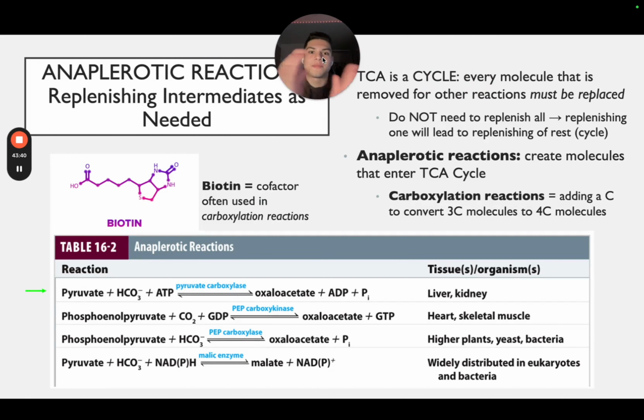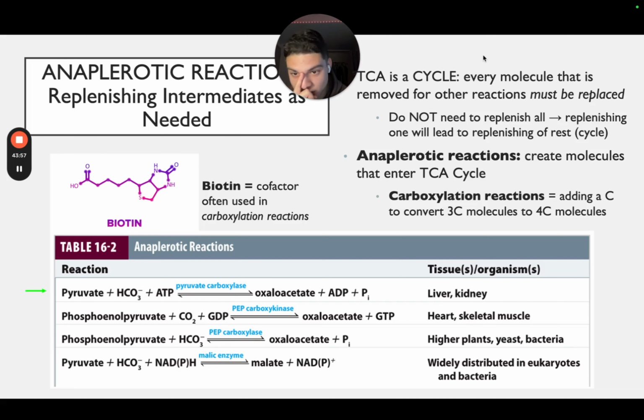So anaplerotic reactions. TCA is a cycle. Every molecule that is removed for every other reaction must be replaced. So I already said all that. Okay, so biotin. Remember that biotin is always a cofactor that will be used in carboxylation reactions.